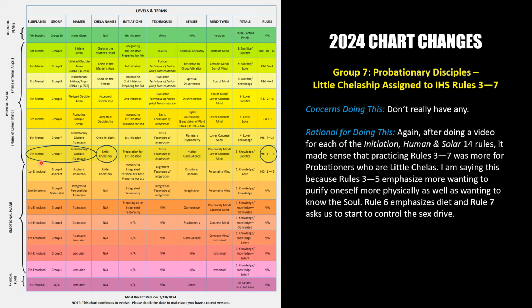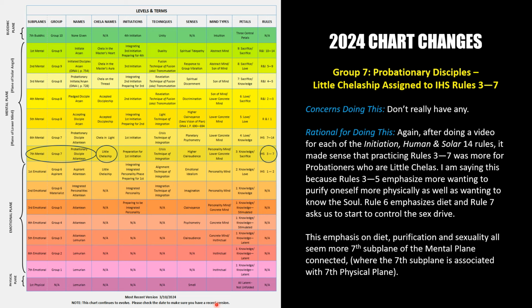Now, if you notice, by association and correlation, that means that Group 7, the probationer little Chelas, is on the 7th subplane of the mental plane. Now, the 7th subplane of the mental plane, by correlation, is associated with the physical plane. And so these rules are more about physical disciplines. And that's one reason I thought that this rationale worked. And again, this emphasis on diet, purification, and sexuality all seem more connected to the 7th subplane of the mental plane because the 7th subplane is associated with the 7th physical plane. On any plane, you can make those correlations.